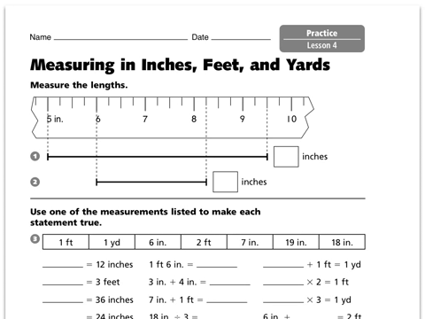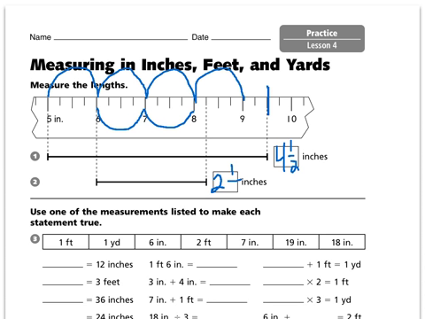Let's look at Chapter 9, Lesson 4, Practice, measuring in inches, feet, and yards. Measure the lengths. For number 1, start by counting the inches. I have 1, 2, 3, 4 inches, and it's cut right at the half, so 4.5 inches. For number 2, I start counting and I can go 1, 2 inches, and then it's one line after. So 2, one line after out of 4 different.